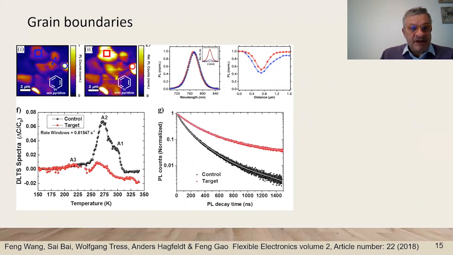Here is the same. By a chemical treatment, we increase a lot the radiative recombination, as we can see in the picture, where now the grains radiate a lot because the interfaces between grains have been passivated.